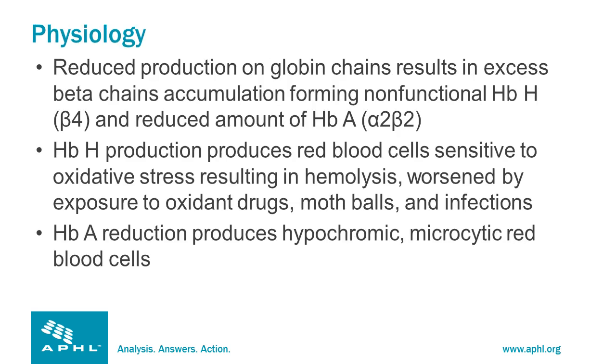In alpha thalassemia, we will have a decreased availability of alpha-globin chains, which is going to lead to accumulation of beta chains and gamma chains. The beta chains will form hemoglobin H, and the gamma chains will form hemoglobin Bart's. There is also a reduced amount of normal adult hemoglobin, hemoglobin A. Now, hemoglobin H is going to make the red blood cells more sensitive to strong oxidant compounds, resulting in hemolysis. This can be worsened by oxidant drugs, mothballs, or infection. And in general, the red blood cells are going to be hypochromic and microcytic. Next slide, please.